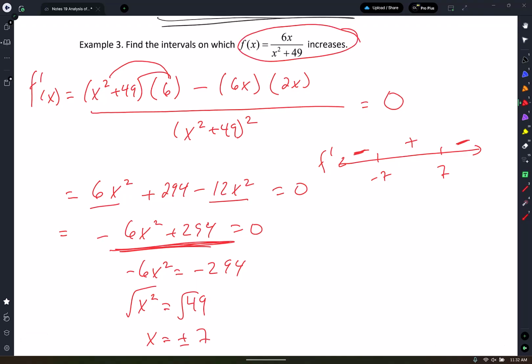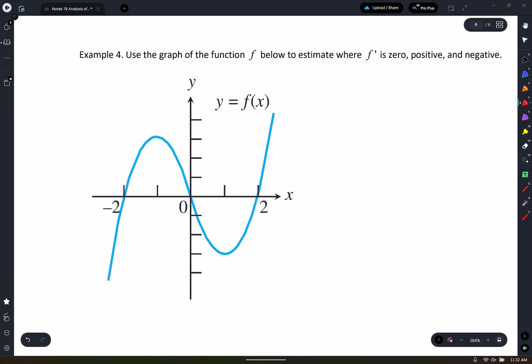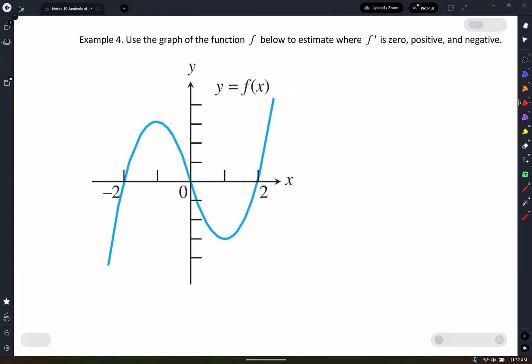Yep. F is increasing on the interval, bracket negative 7, comma 7, close bracket, since f prime is positive on this specific interval. Are we okay? All right, last one, guys.